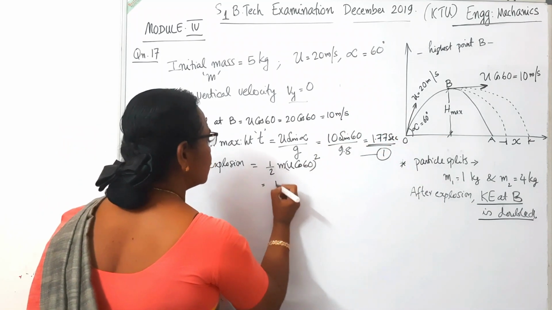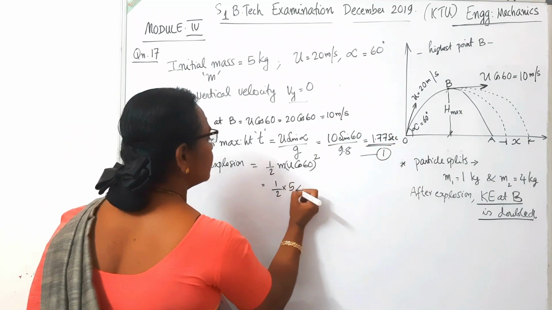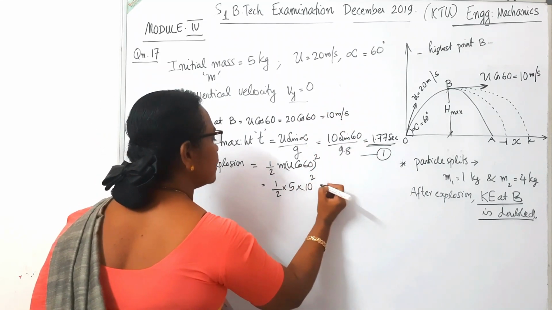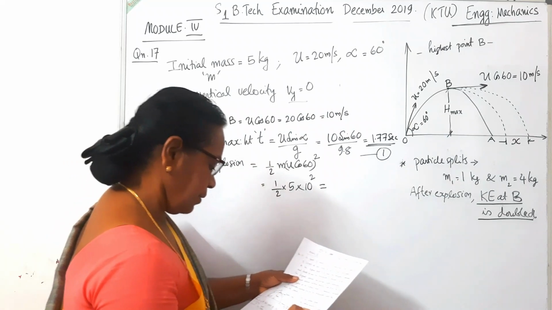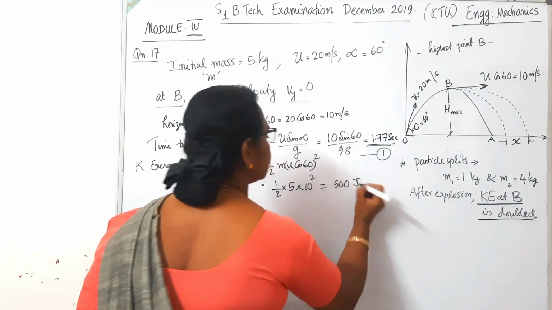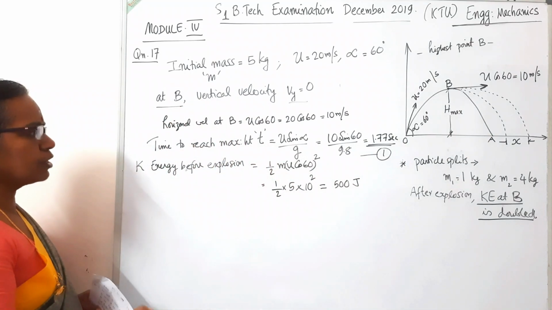So it is equal to half into 5 into 10 square, since u cos 60 is 10. So that will be 500 joules. Newton meter or joules. This is the kinetic energy before explosion.